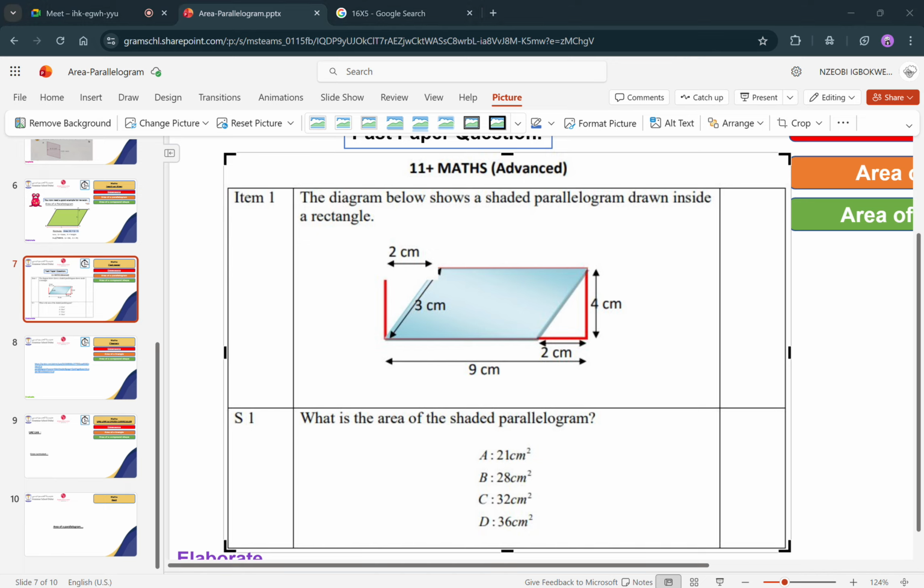Now it's time to do the same thing, but we're going to find the area of a triangle. Let's go there right now.